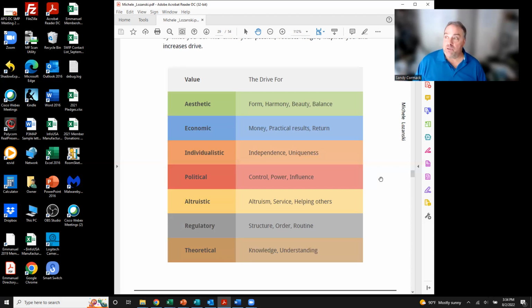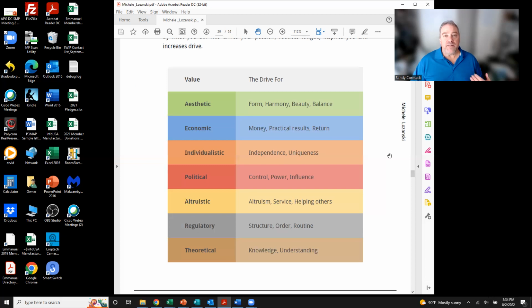When it comes time to make changes, they want to tighten the structure. They want to make the structure more efficient, more effective. They really don't want to tear down the structure that's there. And the last dimension is theoretical. Theoretical is the drive to learn, to acquire knowledge and understanding.